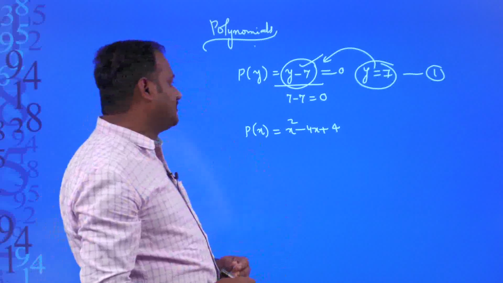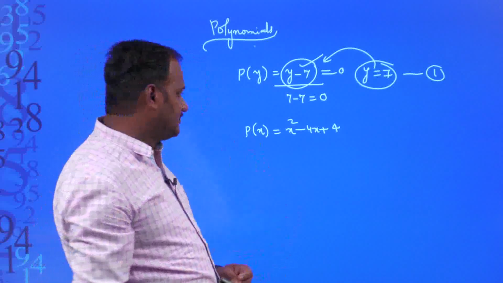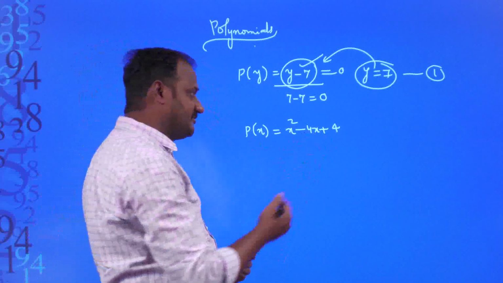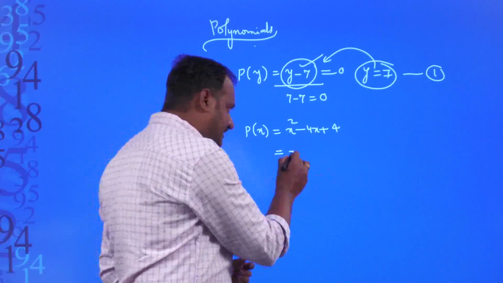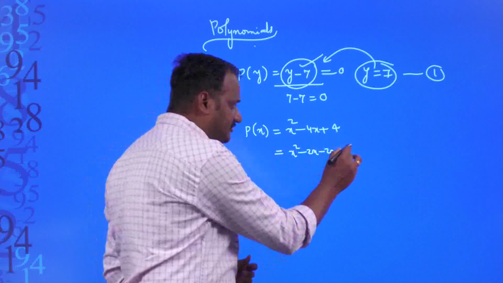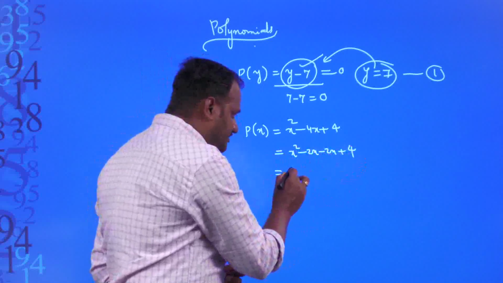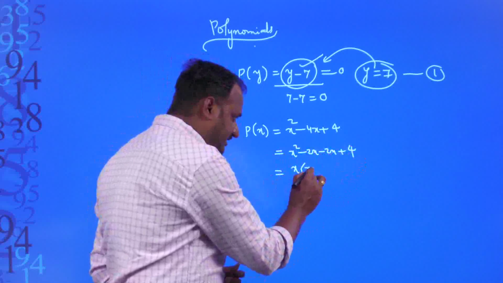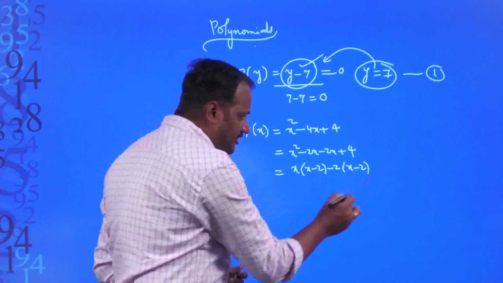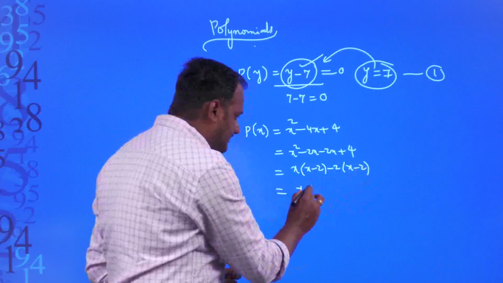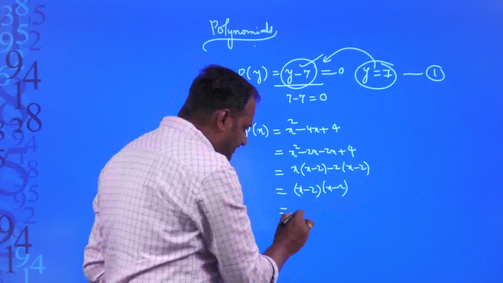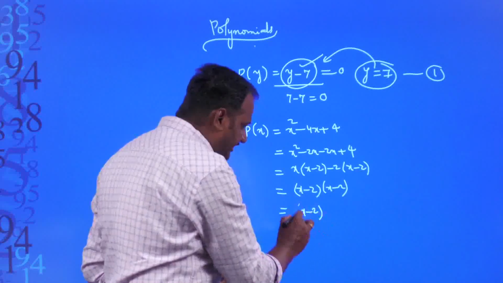P of x is equal to x square minus 4x plus 4. If I factorize this x square minus 4x plus 4 by our splitting the middle term method, I get x square minus 2x minus 2x plus 4. From the first two terms I can take x common, remaining x minus 2, and from the last two, minus 2 common, remaining x minus 2. So totally I can write it as x minus 2 times x minus 2, which means x minus 2 whole square.